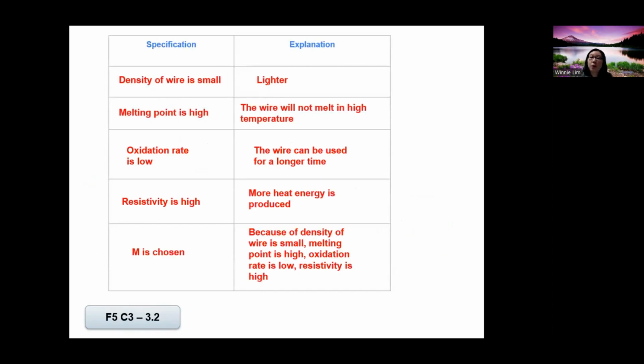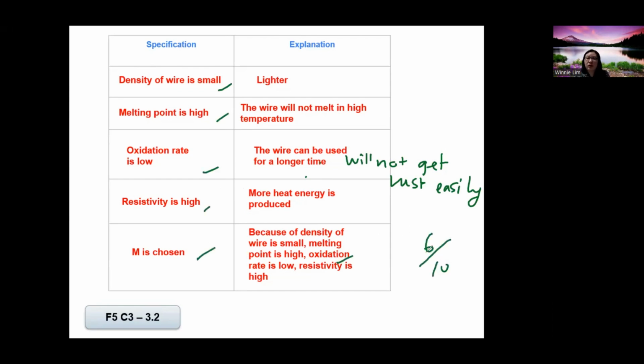So the density of the wire is small, lighter. Melting point high, the wire will not melt at high temperature. Oxidation rate is low, the wire can be used for a longer time and will not get rust easily. That's why it is long lasting. High resistivity, more heat produced. Then you say I choose M because of all these factors. So always remember, once you choose correctly, you automatically get 6 out of 10 if you know the format as well.